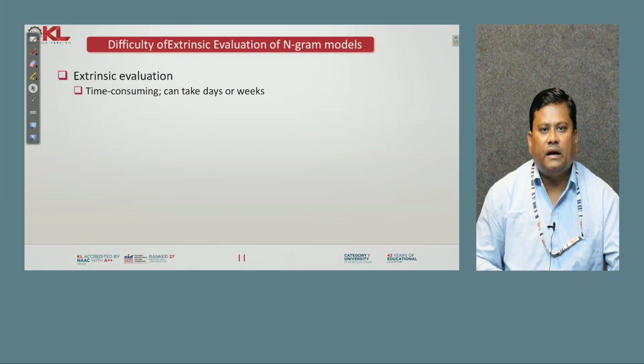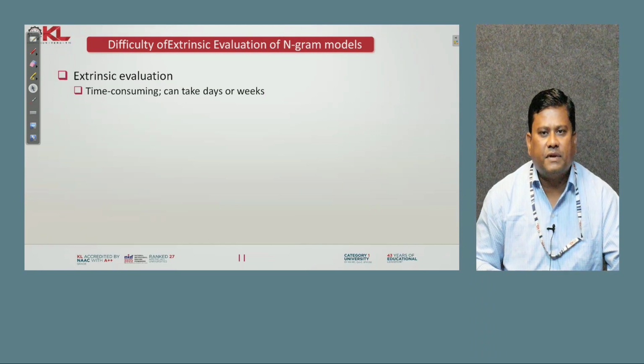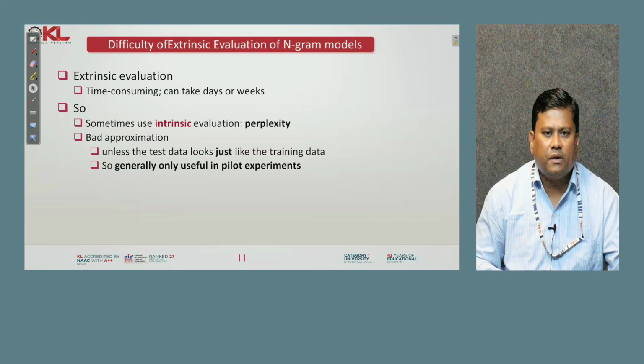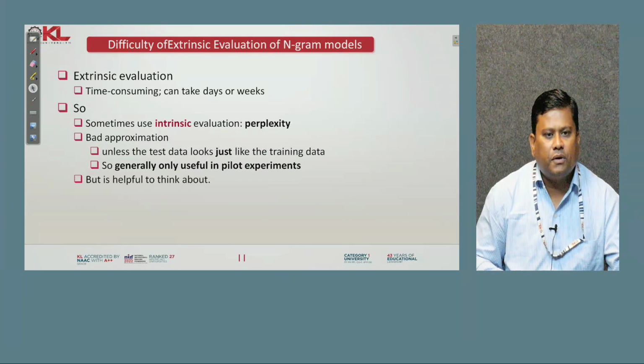So what are the difficulties of extrinsic evaluation of the n-gram model? It may be time consuming, and it can take days or weeks also. Sometimes we use intrinsic evaluation, that is perplexity. For a bad approximation it can be used, unless the test data looks just like the training data. So it is generally only useful in pilot experiments, but it is helpful to think about.